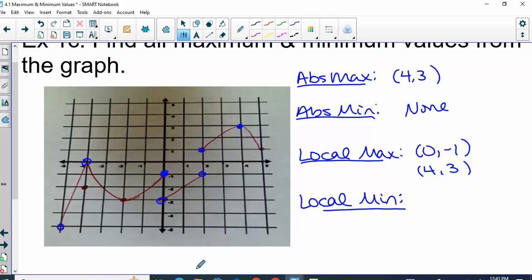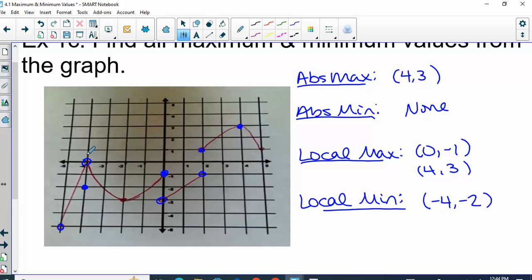Okay, local min. Again, no endpoints. We want something that is lower than all the surrounding points. So that was an open circle, but look, it's got a closed circle right underneath it. Is this closed circle lower than the points on either side of it? Yes, so that is a min. So -4, -2 is a min.